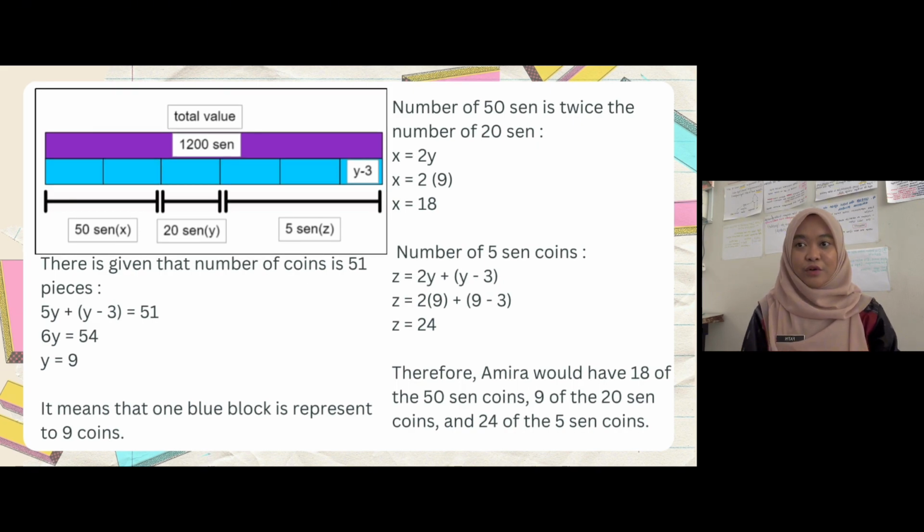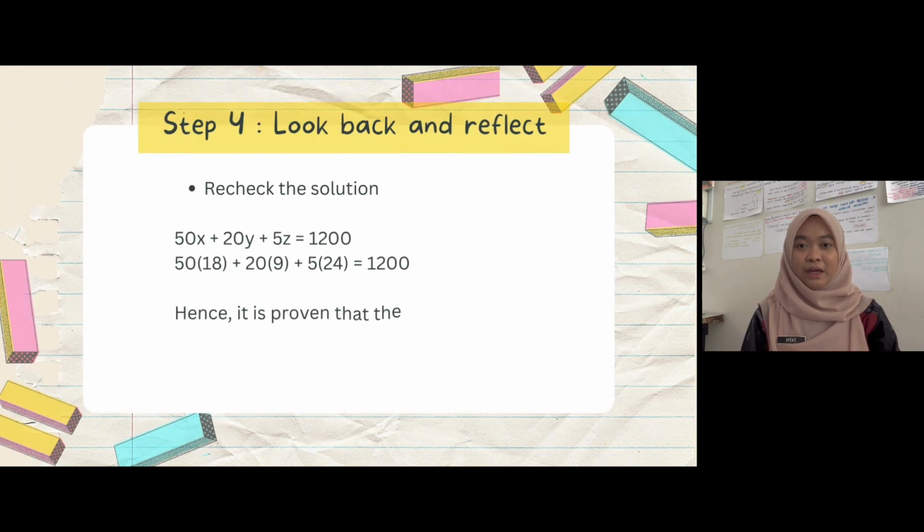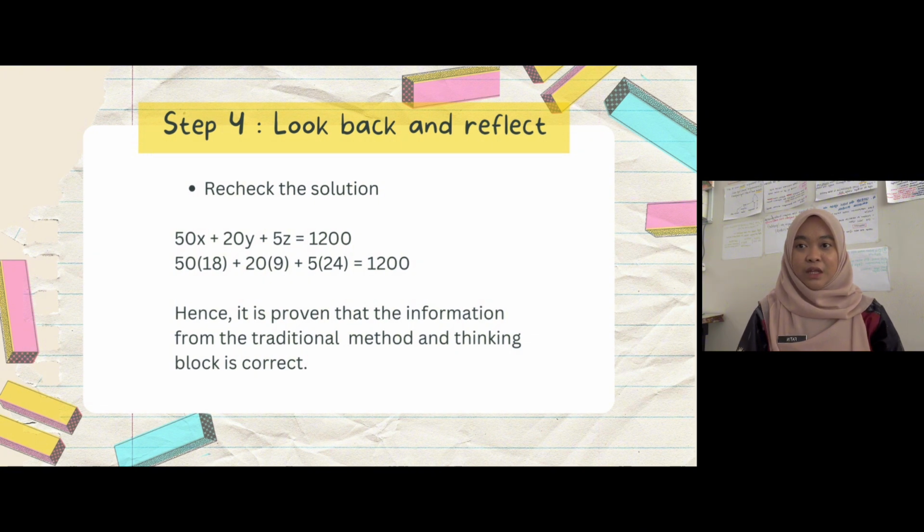Now, let's move on to the next step, which is look back and reflect. We need to recheck all the solution. We need to check if the number of coins matches the total value of all the coins. We just substitute all the values of x, y and z into the general equation, which is 50x plus 20y plus 5z equal to 1,200. So we just substitute the values of x, y and z, and it gives the same answer as the general equation.